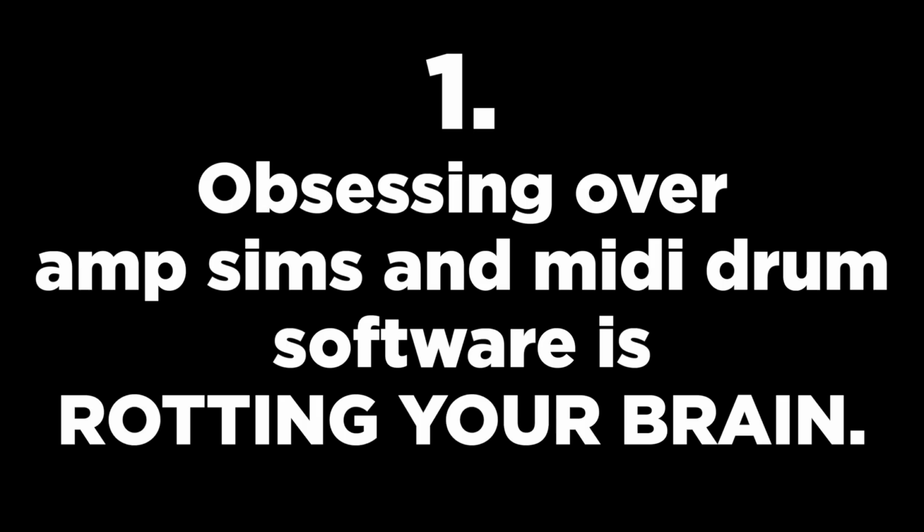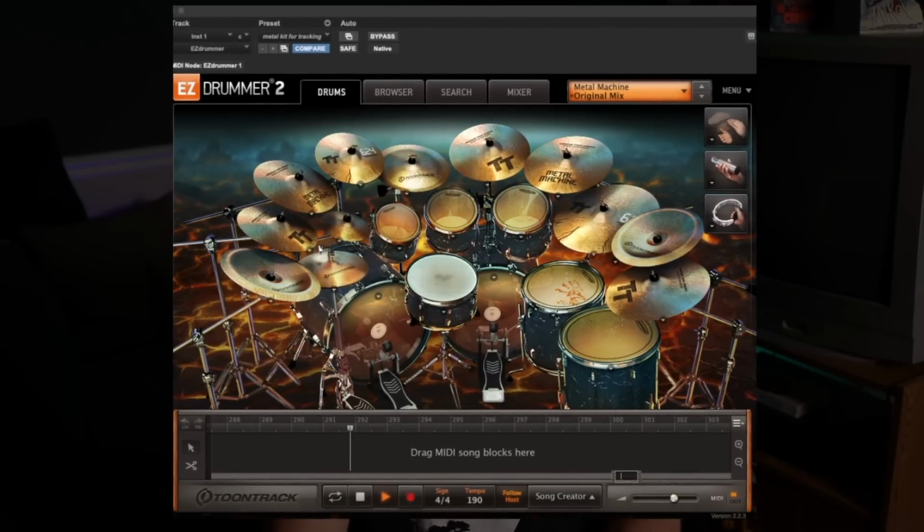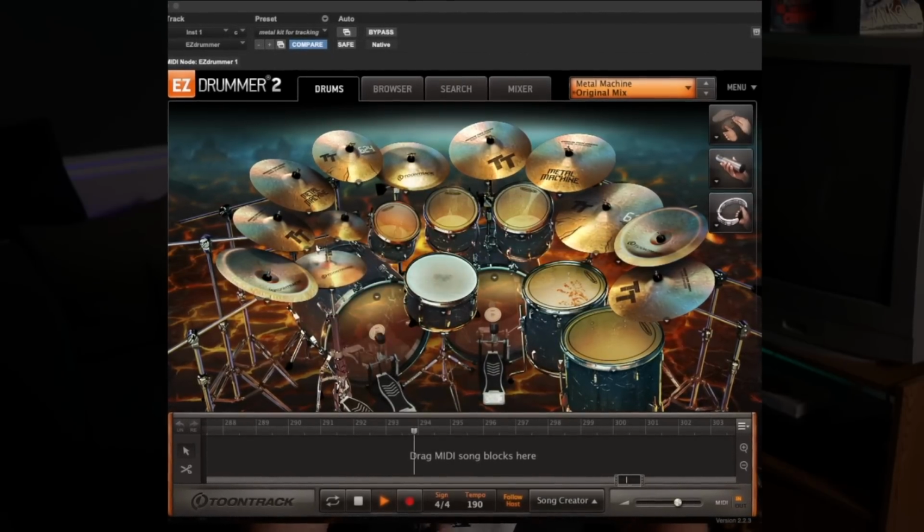Okay, so the first problem that I see with self-recording guitarists is that they are constantly distracted by the tools. To put it bluntly, obsessing over different amp sims and MIDI drum software is rotting your brain and stealing your time and attention. I have news for you. It doesn't matter what amp sim you use or what MIDI drum software you use. You could achieve 100% professional results even with free amp sims and free drum software. And to be honest with you, I have been using the exact same drum software, which happens to be Easy Drummer, for over a decade now.